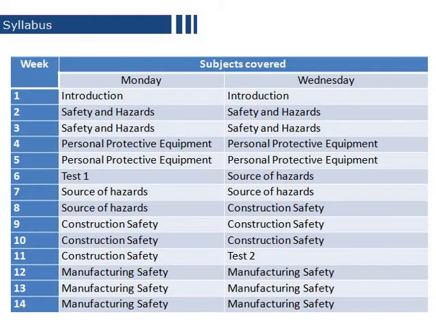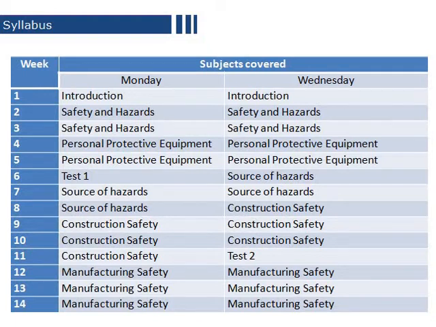Now for the first week it's going to be an introduction about safety engineering, and why we are taking this course. For the second week we're going to define what is a hazard and the types of hazards found in our workplace. Later on we will talk about the personal protective equipment and the safety gear that is used by laborers at any work place or site. At week 6 we will do the first exam.